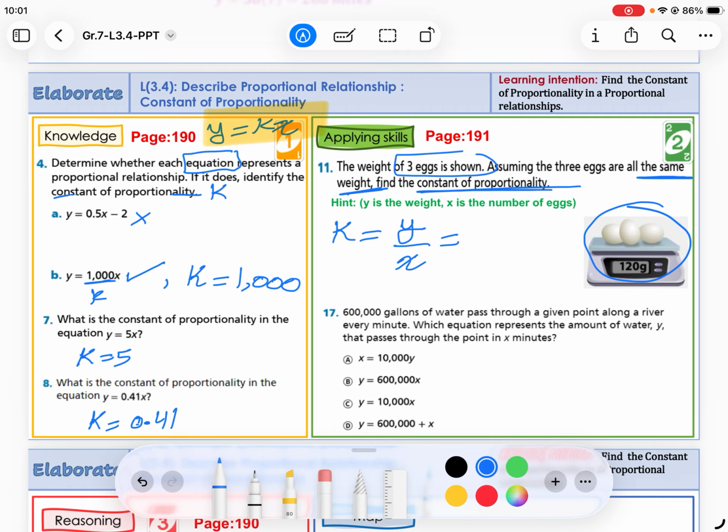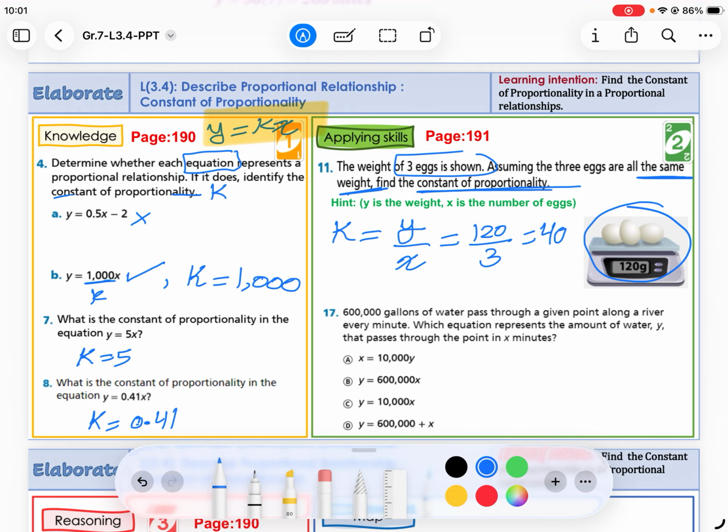Okay? Now we know y, it's the total weight. We gave you a hint in here. We said y is the weight. So y is the total weight, which is 120, divided by the number of eggs, which is 3. And that will be 12 divided by 3. That's 4, and the 0. So the constant of proportionality here, it means the weight of 1 egg, that will be 40 grams. Okay, that's your constant of proportionality.